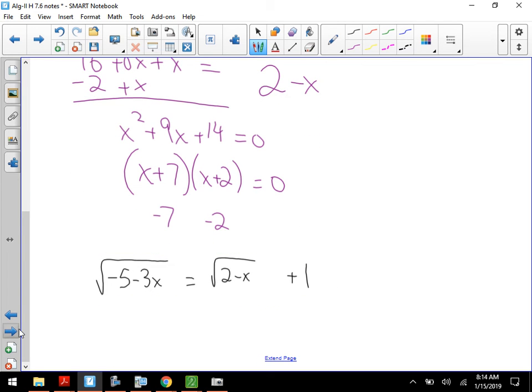Okay. So negative 7. What's negative 3 times negative 7? 21. Negative 5 plus 21 is 16. The square root of 16 is 4. So if I use negative 7, I get 4 over here. Okay. 2 minus negative 7 is, square root of 9 is, plus 1 is 4. Okay.